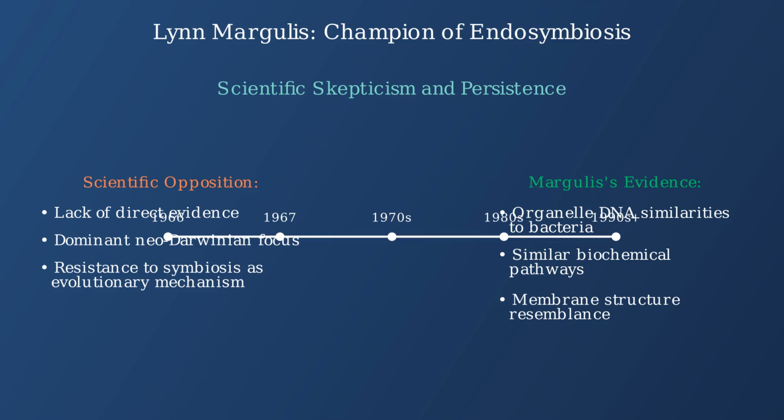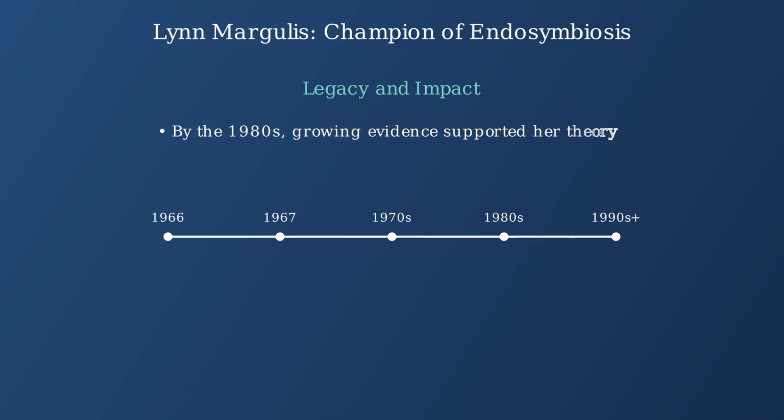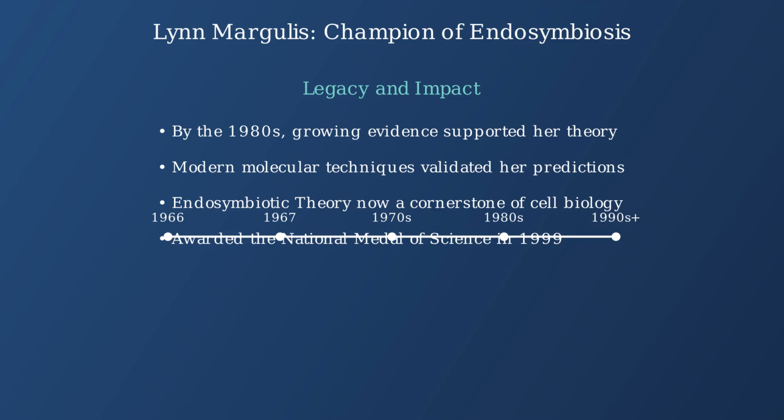and structural resemblances. By the 1980s, growing scientific evidence began to support Margulis's theory. And with the advent of modern molecular techniques, her predictions were increasingly validated. Today, the endosymbiotic theory is considered a cornerstone of our understanding of cell evolution. For her groundbreaking contributions, Margulis was awarded the National Medal of Science in 1999.